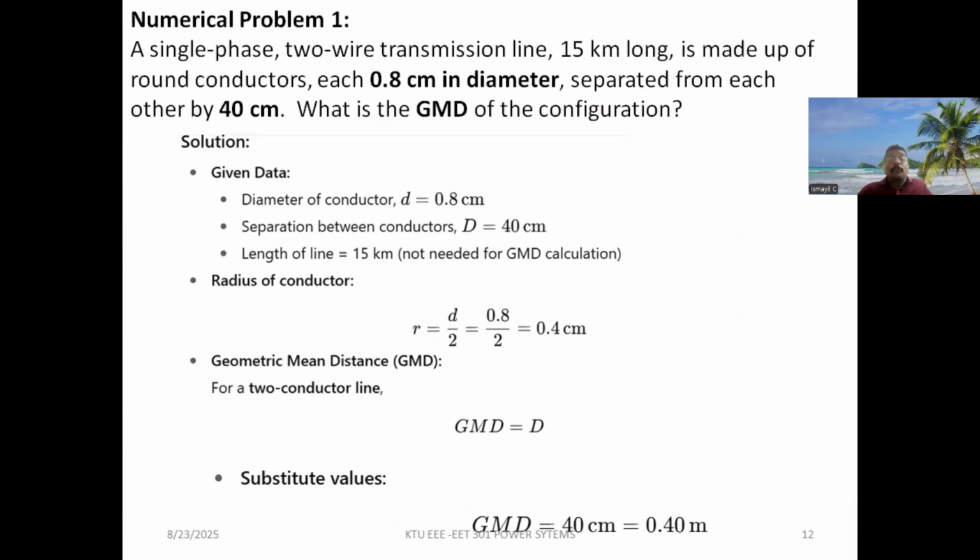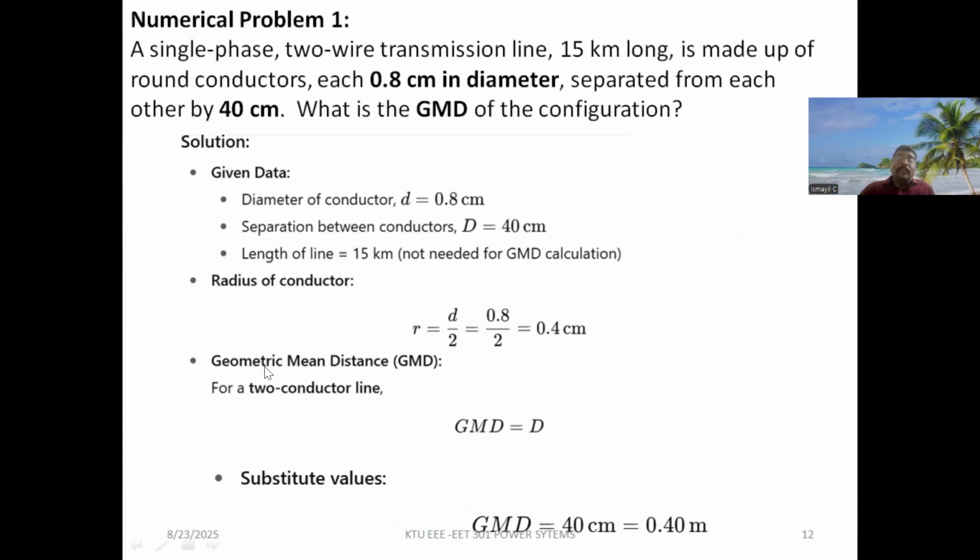So first, we have to note down the parameters given. Diameter of the conductor is given, D is equal to 0.8 centimeter. But we require radius, so we calculate radius D by 2, which is equal to 0.4 centimeter. Now, what is the distance between the conductors? That's also given. That is given by D is equal to 40 centimeter. Then the length of the line is not required for this particular calculation.